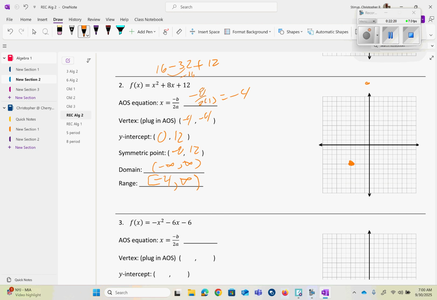Our pattern graph is going to be 1, 3, 5, so I'm going to go right one up 1, left one up 1, right one up 3, left one up 3, so on and so forth. And there's our parabola.